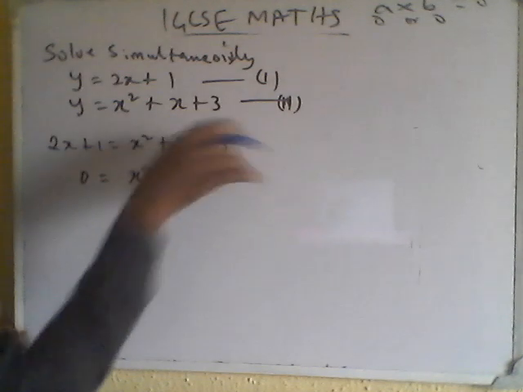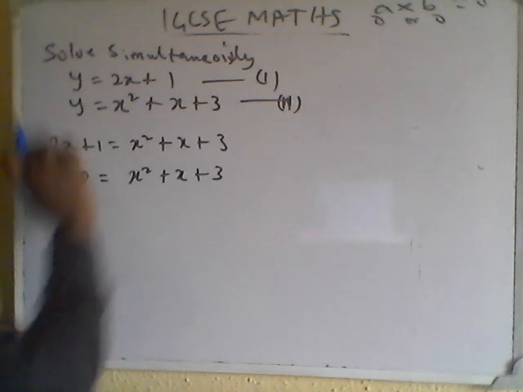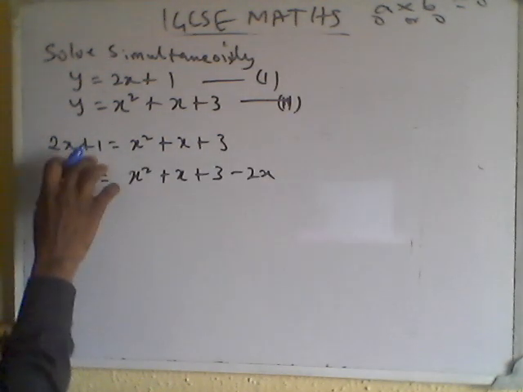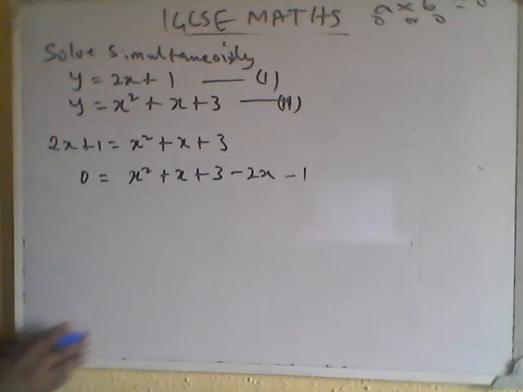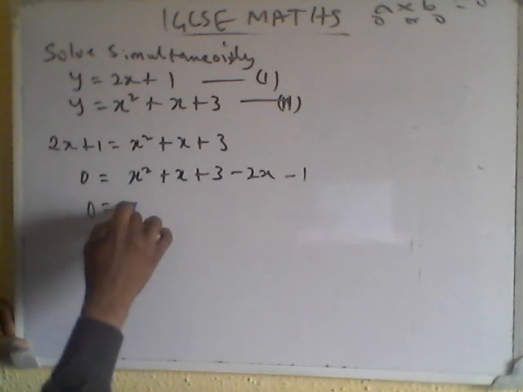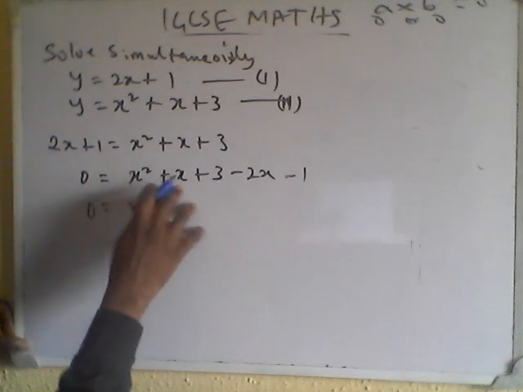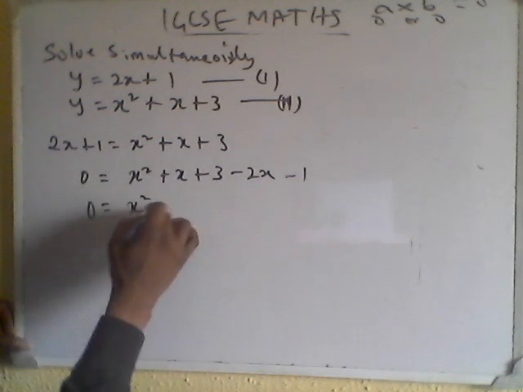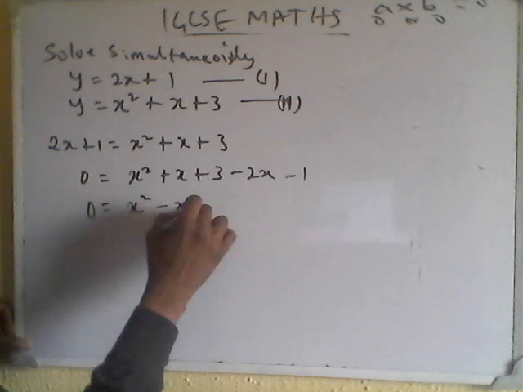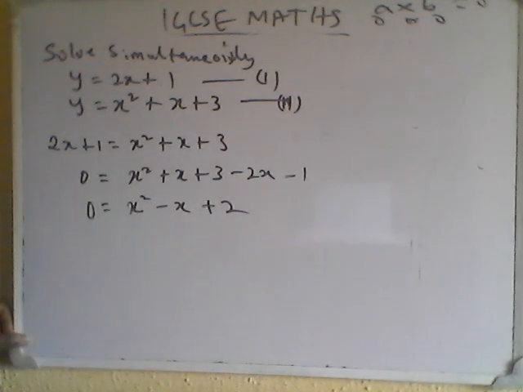But this one coming to join them, 2x is coming to join. When it's crossing instead of plus, it becomes minus 2x. And plus 1 becomes minus 1. So I can factorize by grouping or collect like terms. 0 is equals to x squared, then plus x minus 2x becomes minus x, and plus 3 minus 1 becomes plus 2. Okay, so this is the quadratic equation that I will solve to find out the values of x.